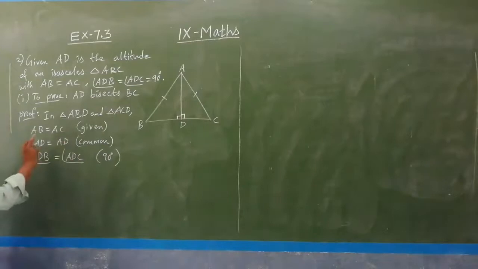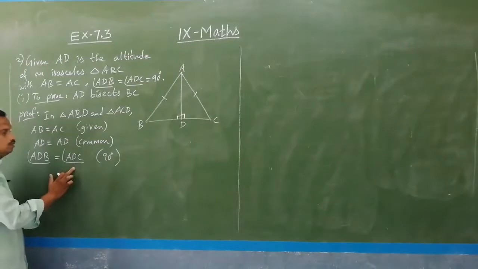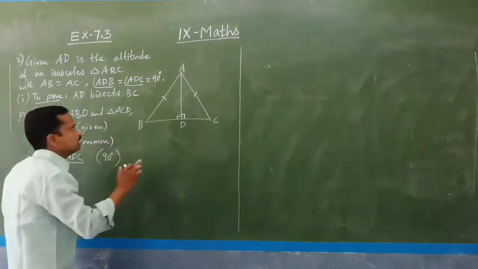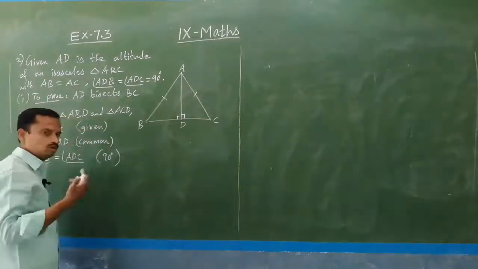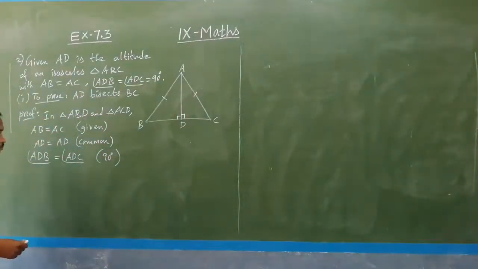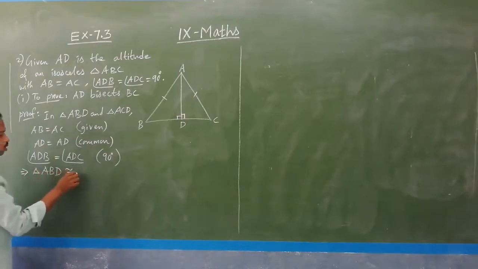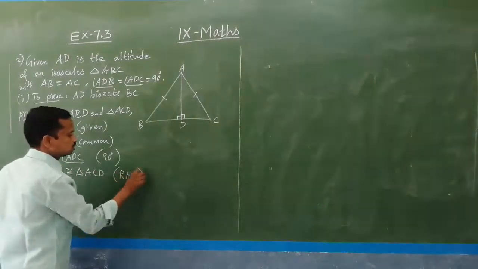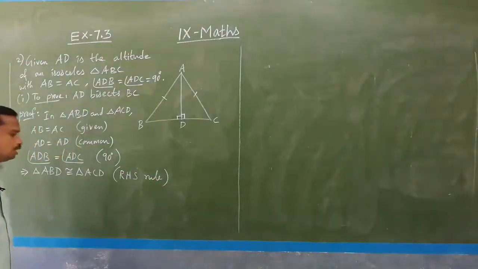Now this is the hypotenuse. 90 degrees means what? Right angle triangle. So right angle is there, 90 degrees, and then AB equal to AC. So which is the hypotenuse of this triangle? AB for this triangle, AC for the other. So, hypotenuses are equal and one side is equal. So, we can say they are congruent by RHS rule, these two triangles: triangle ABD congruent to triangle ACD by which rule? RHS rule. One right angle, one hypotenuse and one side.